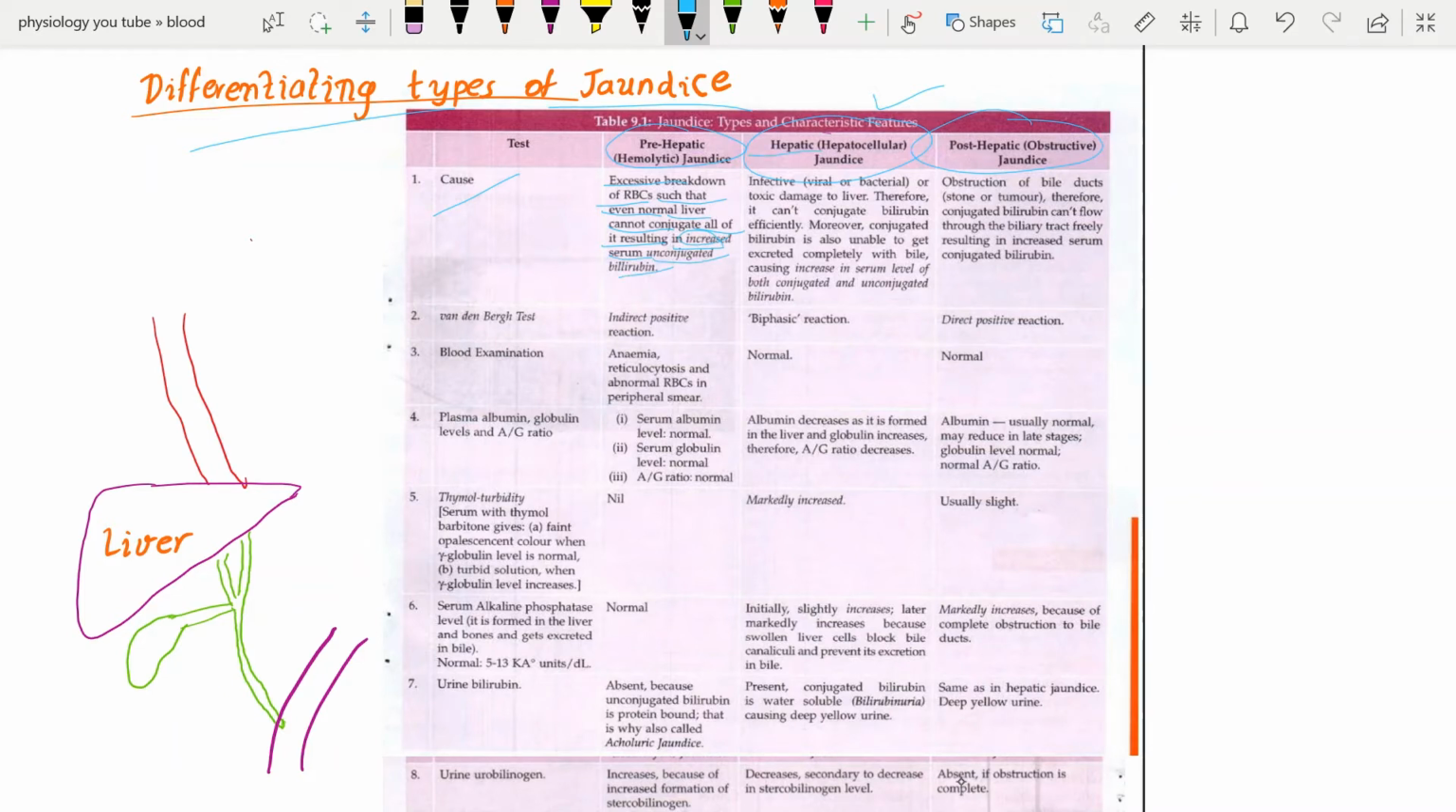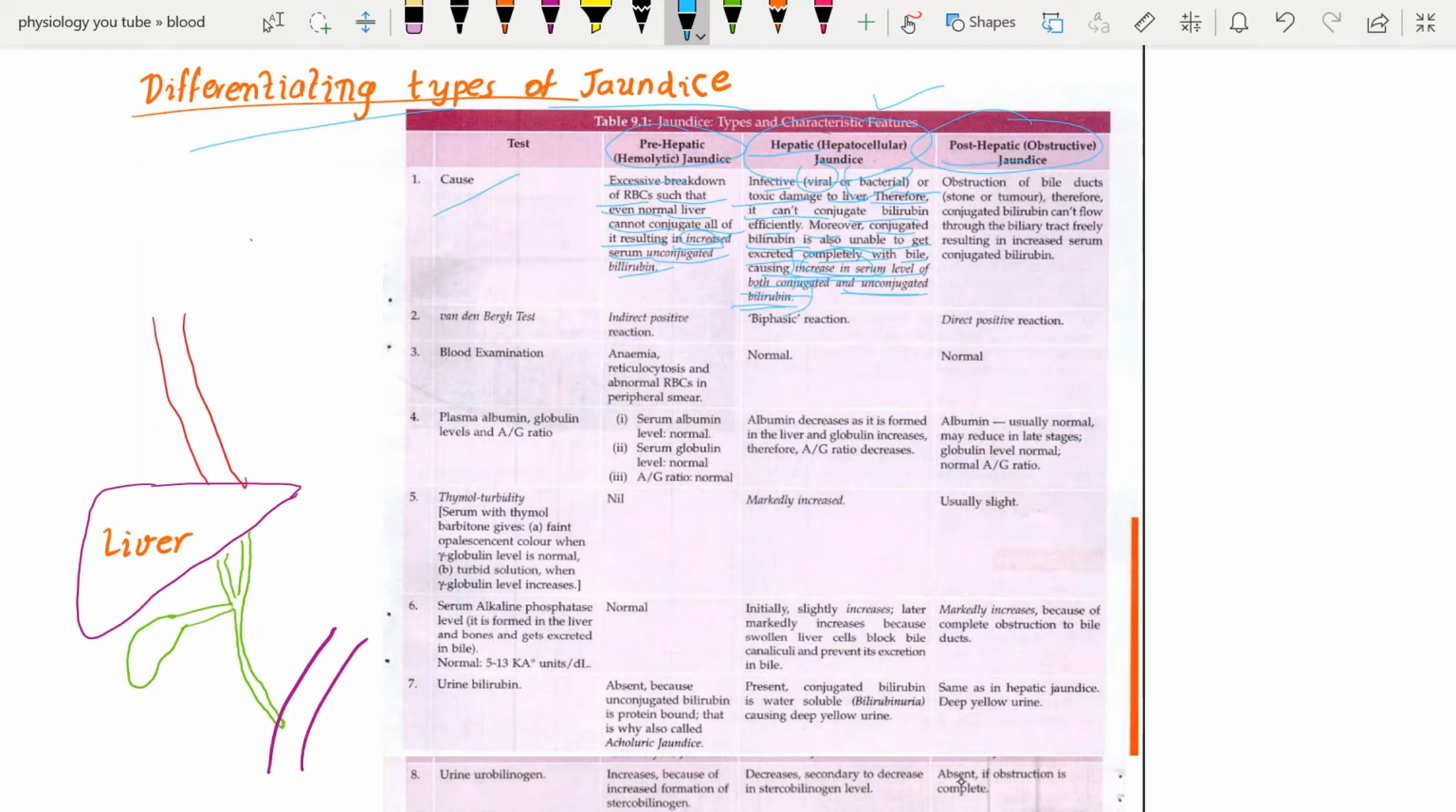In hepatic, the cause is infective, which is viral or bacterial, or toxic damage to the liver, therefore it can't conjugate bilirubin efficiently. Moreover, conjugated bilirubin is also unable to get excreted completely with bile, causing increased serum levels of both conjugated and unconjugated bilirubin. You need to highlight this: both conjugated and unconjugated bilirubin.